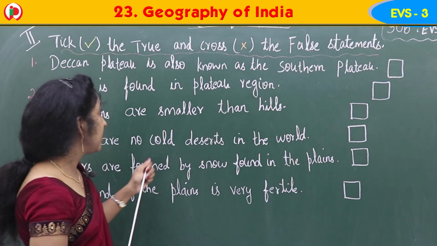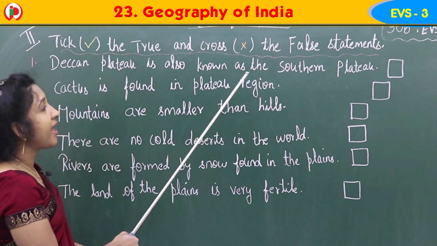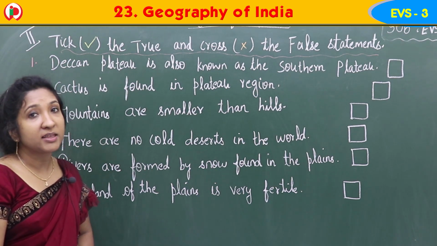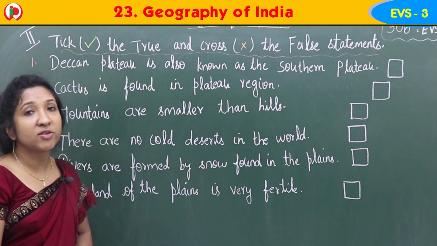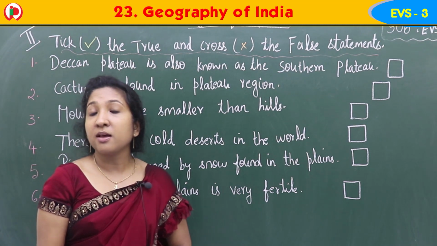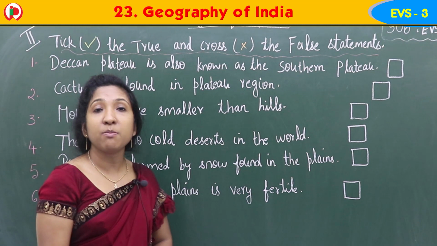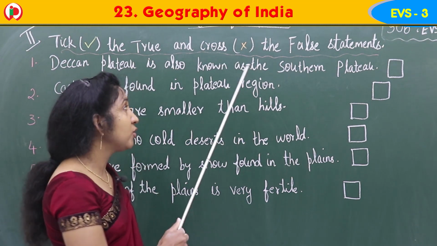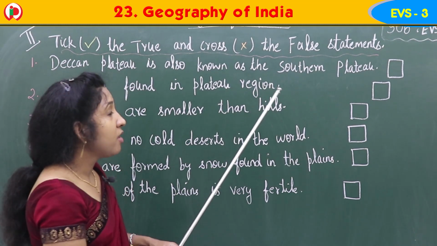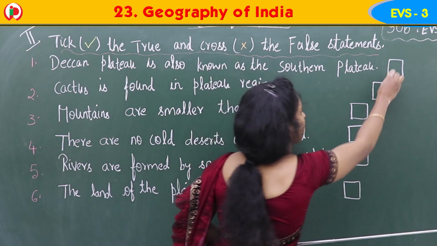Okay, let us read the first one. Deccan Plateau is also known as the Southern Plateau. Is it true or false, children? The southern part of this plateau region, it is Deccan Plateau or Southern Plateau, isn't it? Both are same. Deccan Plateau is also known as Southern Plateau. The given statement is the right statement or correct statement. It is true. So you can give a tick mark in the square box.